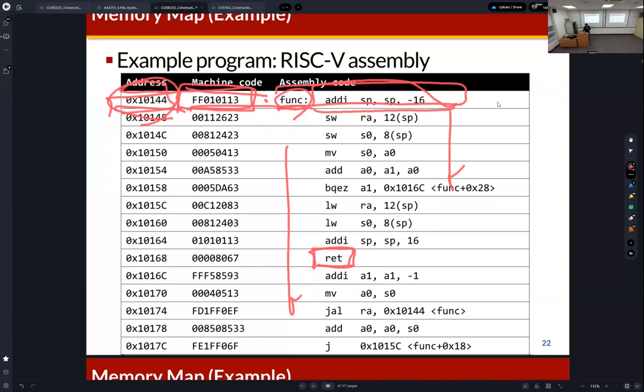And then the PC is changing, and usually if there is no jump or branch instruction, then the PC is incremented by 4, because the size of this data is 4 bytes, so 32 bits. So usually the PC is incremented by 4, then next the processor can read the next instruction from the memory, and then this instruction can be executed. So this is what we learned in the previous class.